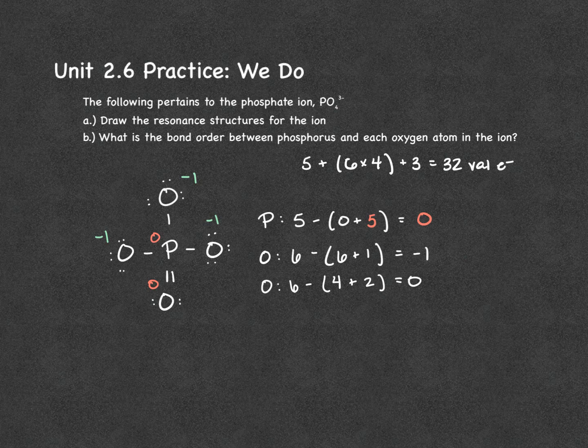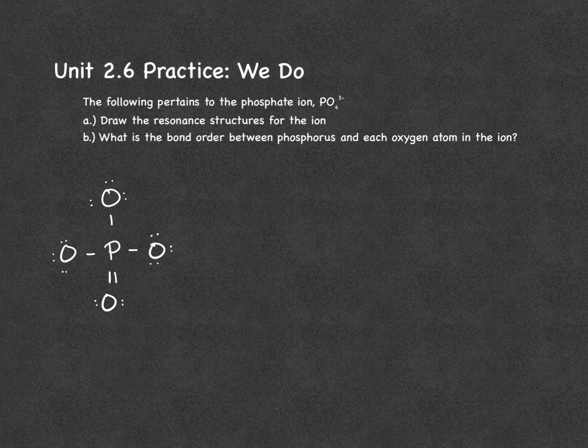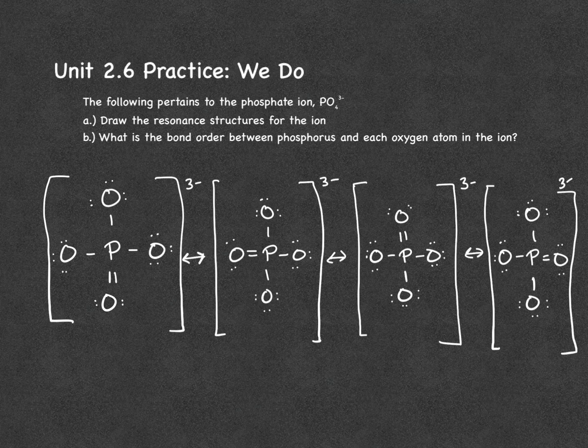and that's what I need to match the overall charge on this polyatomic ion. So now that we know that this is the more likely structure, we can finish it up because we're not quite done. Remember, it's an ion, so we have to bracket it and put the charge on the outside. And because now we have a combination of a single and a double bond, we need to draw our resonance structures. So there we have it for part A, our phosphate ion with its 4 resonance structures.